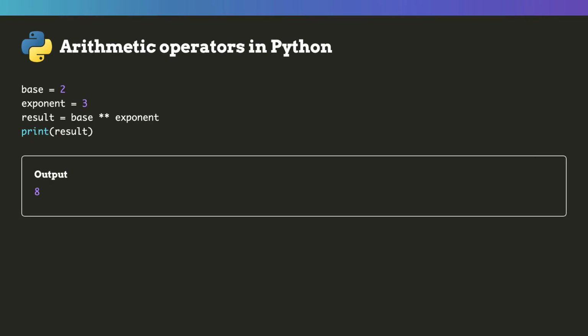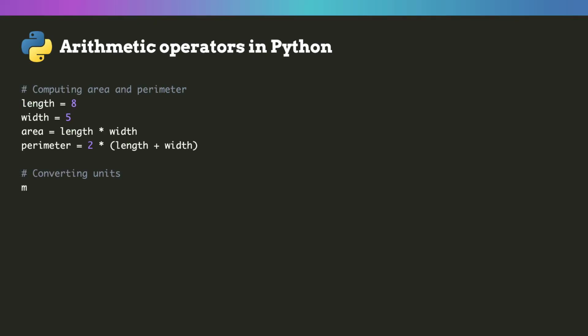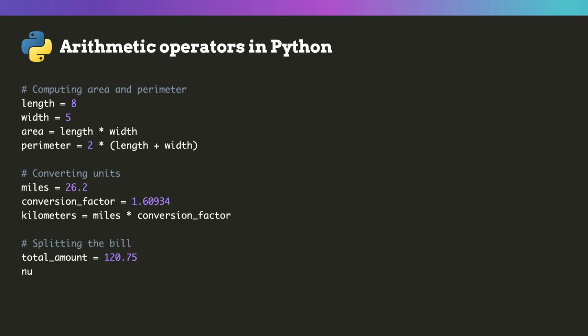Lastly, we have the exponent operator represented by **, which raises a number to a power. In this code, 2 is raised to the power of 3, giving us 8. Get comfortable with these operators so you can perform a wide range of mathematical computations in Python.